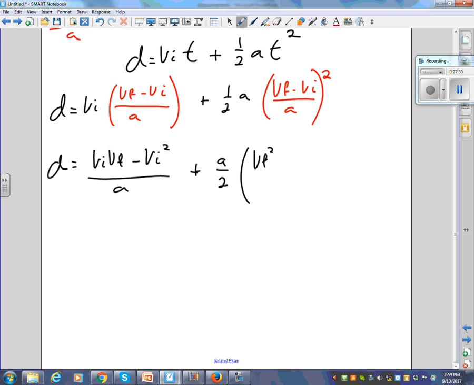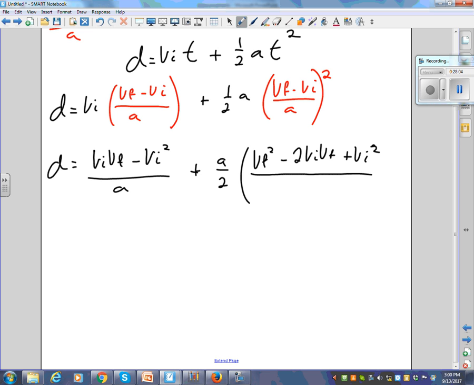Now the VF times the VI again is going to be... should I write it as VF VI or VI VF? I should write it the same way as this, right? So we'll write that as minus 2, because there's 2 of them, just like 2xy up there. This is going to be 2 VI VF. And then the minus VI times the minus VI gives me plus VI squared.